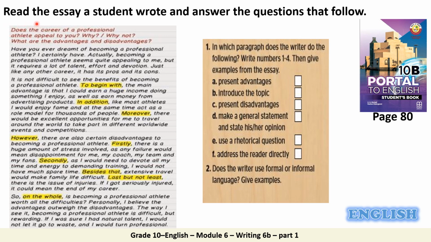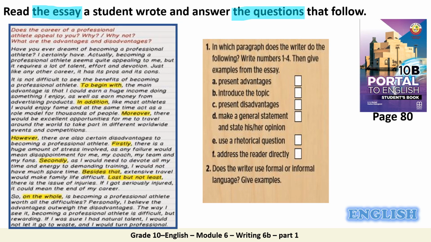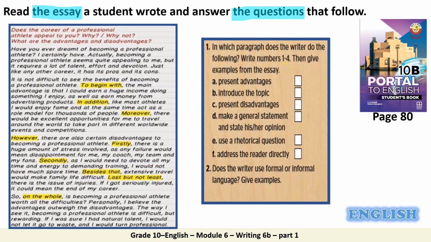Now, I want you to read the essay a student wrote and answer the questions that follow. So we have the essay here, and here we have the questions. So you are going to answer the following one. In which paragraph does the writer do the following? So you are going to write the numbers 1 to 4, then give examples from the essay. We have A, B, C, D, E, and F. And you are going to put the right number.